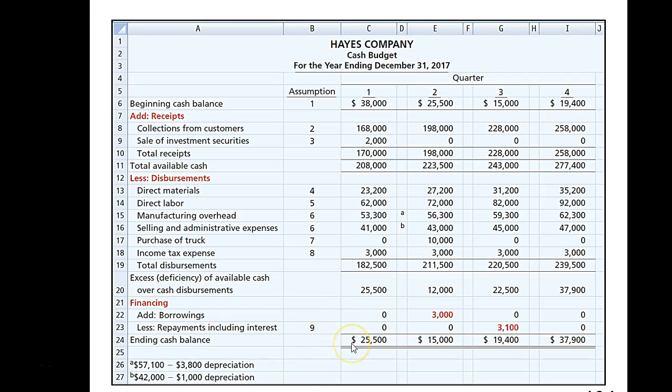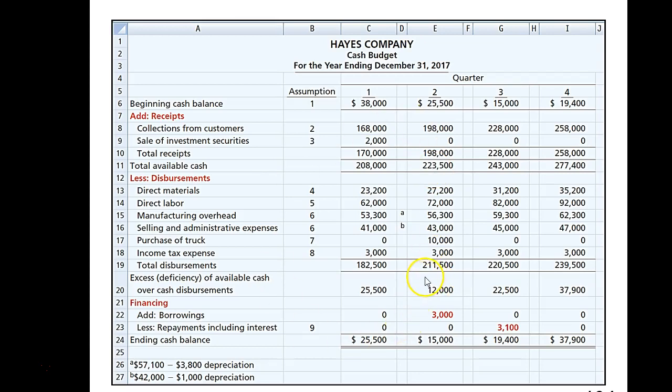So our ending cash balance would be $25,500 at the end of the first quarter. Of course, the ending balance becomes the beginning balance for the second quarter. Here we're showing the cash coming in. Here we're showing the cash going out. So if I take my beginning cash balance along with what's coming in to get total available, that number is $223,500.